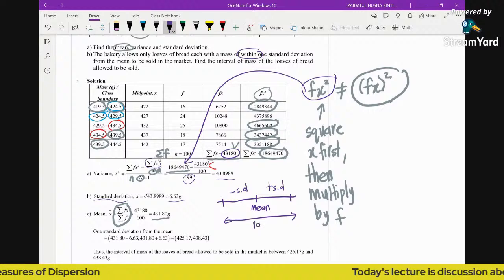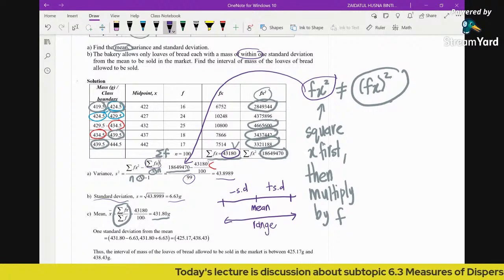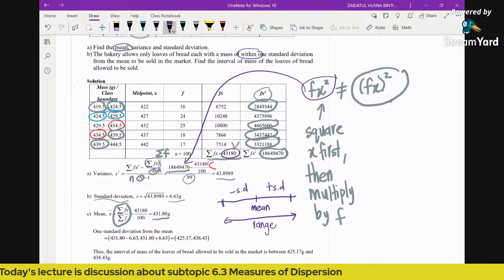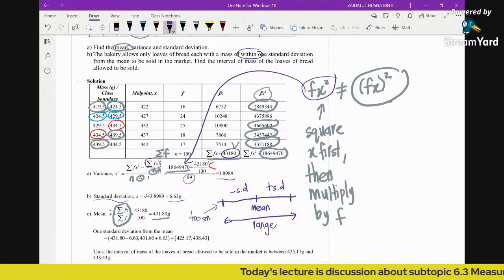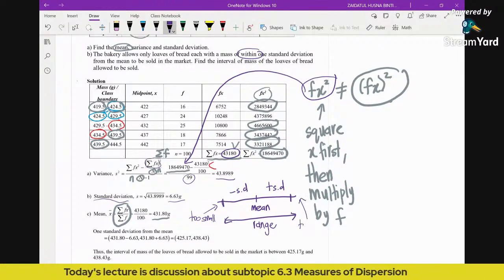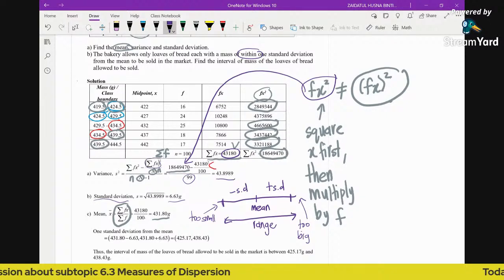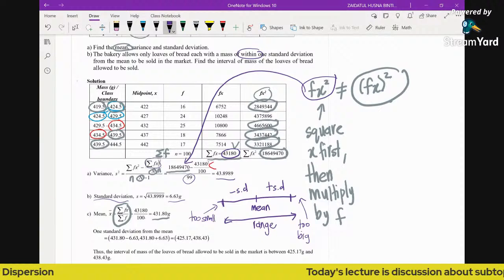So the bakery only allows the bread which is between this range: the mean plus standard deviation and the mean minus standard deviation. Why? Because if it's too small, we will consider this bread to be too small and we will not be selling them, and if the bread is too big, the bakery won't be selling them either. So we just take the range within one standard deviation from the mean.